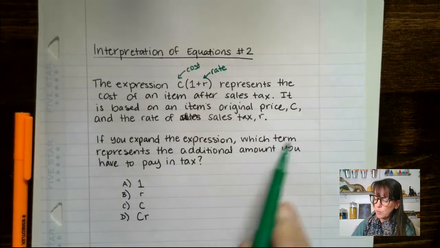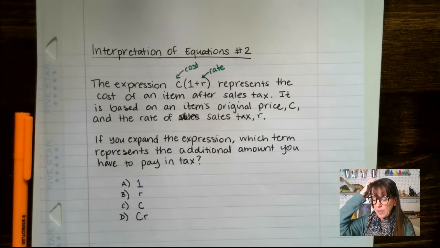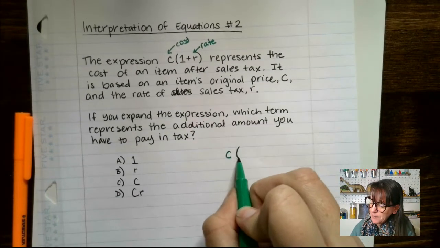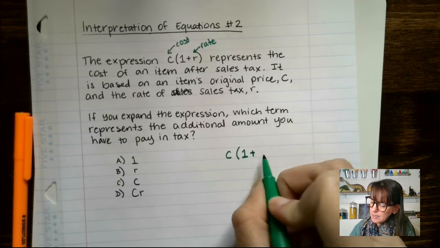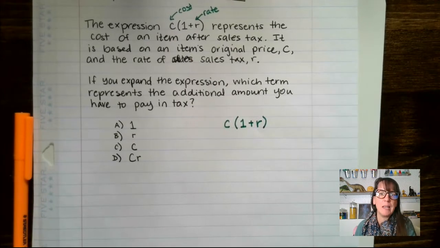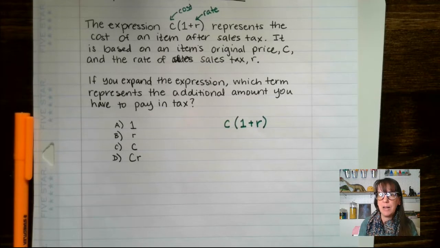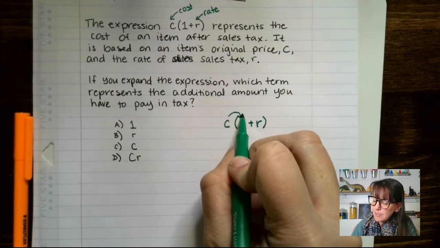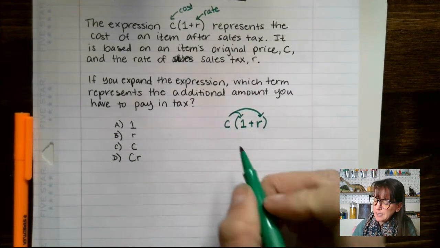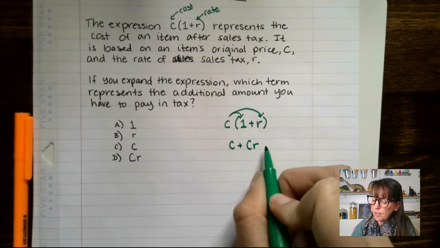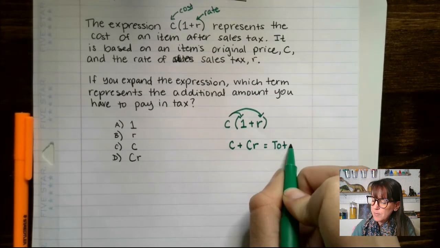If you expand the expression, which term represents the additional amount you would have to pay in tax? Okay, so let's take a look at that. We've got C, 1 plus R. All right, in a previous lesson, we talked a little bit about y equals mx plus b and how that applies to word problems where we have a rate and we have a fixed amount. So let's go ahead and expand this. We've got this times this times this. So we have 1c plus c times r equals our total amount.